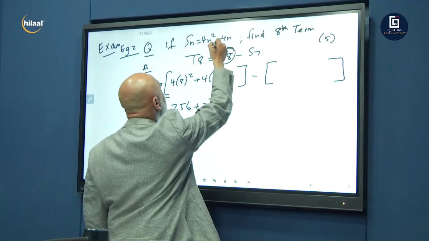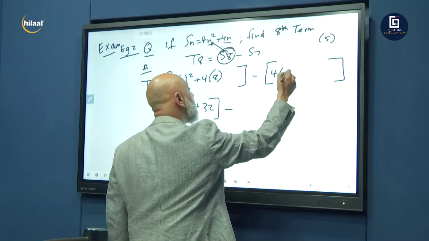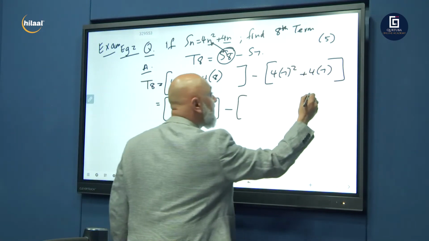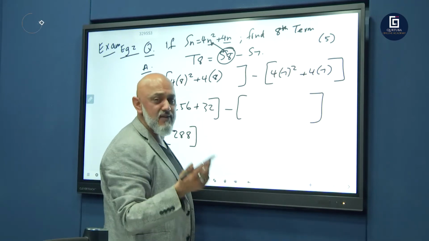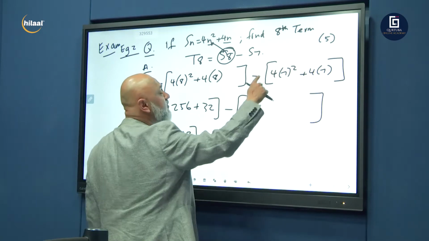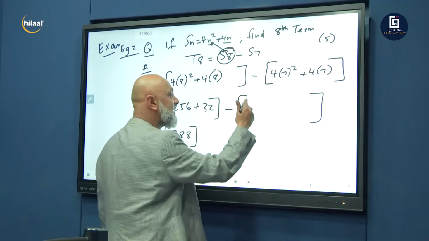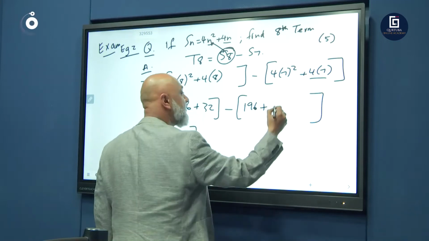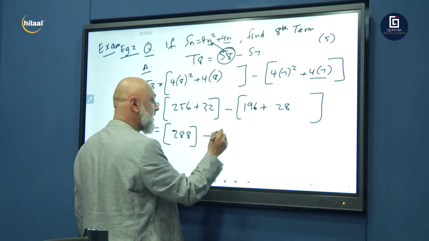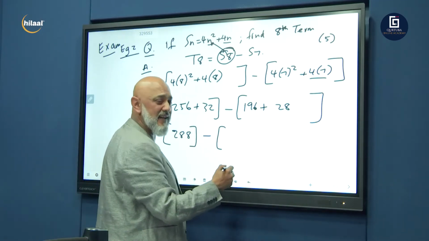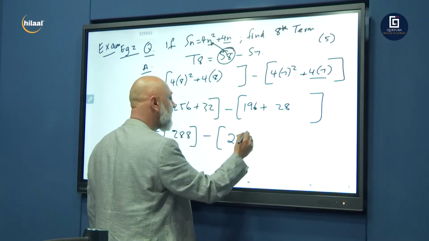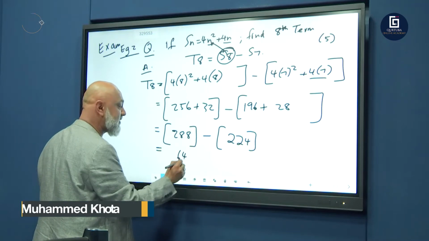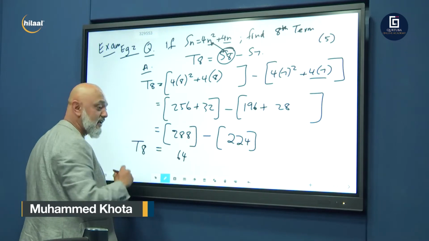So now for every n, I'm going to put 7. 4 into 7 squared plus 4 into 7. So what would that give me? 7 squared, 7 times 7, 49. 49 times 4 is 196 plus 28. 4 times 7 is 28. So that's minus 196 plus 28, 224. So 288 minus 224, your answer is 64. And there we go, that's your final answer.